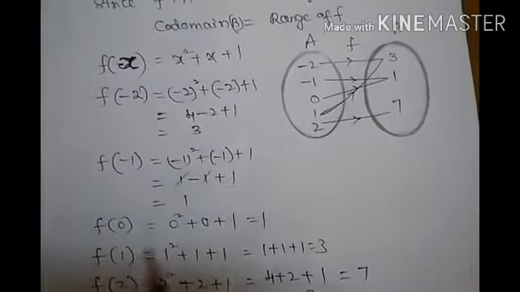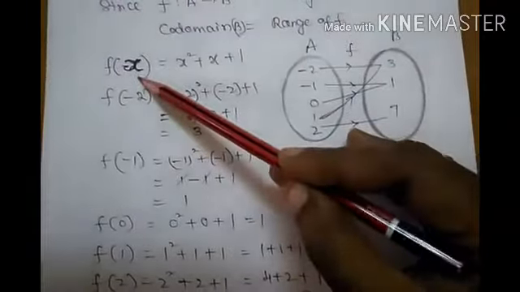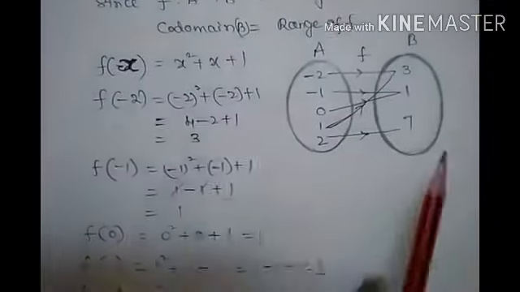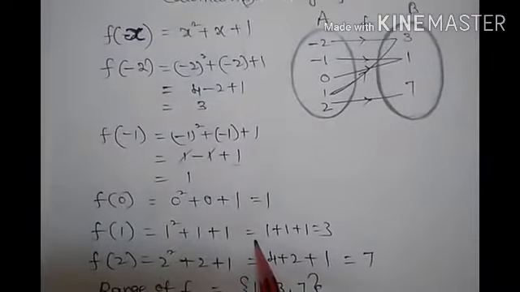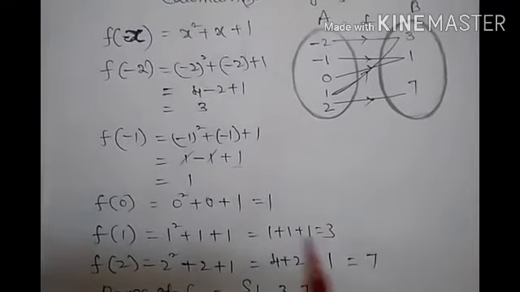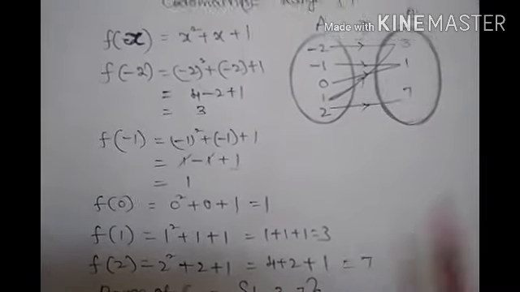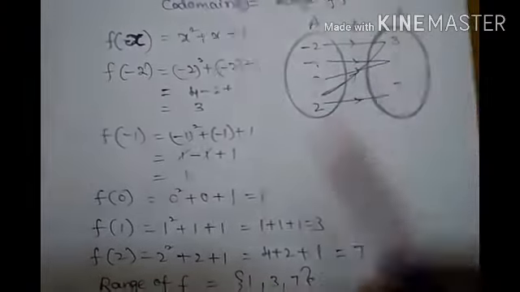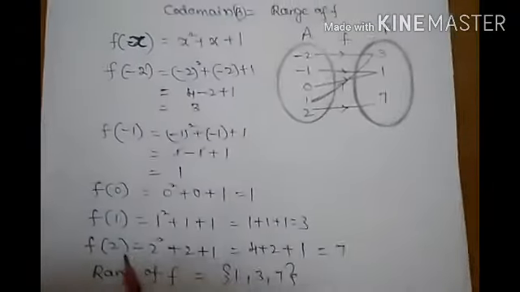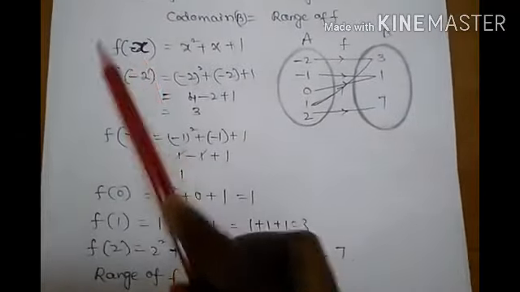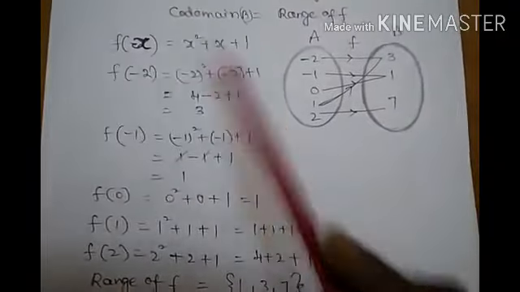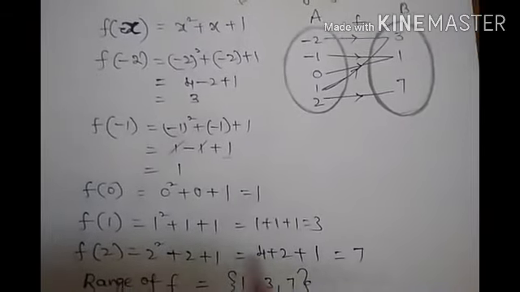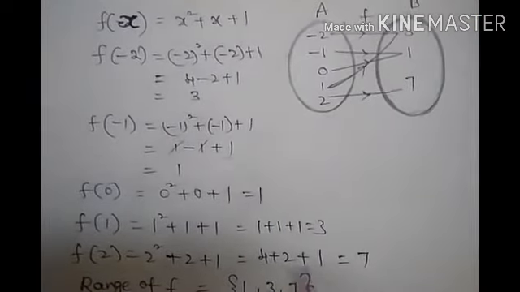F of 1. F of 1 means substituting x is equal to 1. 1 square plus 1 plus 1. That is equal to 1 square gives 1 plus 1 plus 1 is equal to 3. So 1 is mapped to 3. That means image of 1 is 3. Now f of 2. Substitute x is equal to 2 here. Then 2 square plus 2 plus 1. F of 2 is equal to 2 square plus 2 plus 1, which gives 2 square gives 4 plus 2 plus 1, which equal to what?